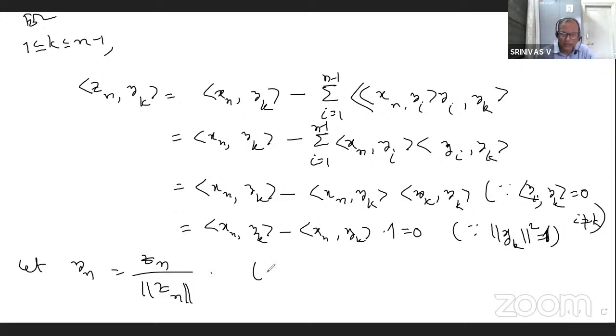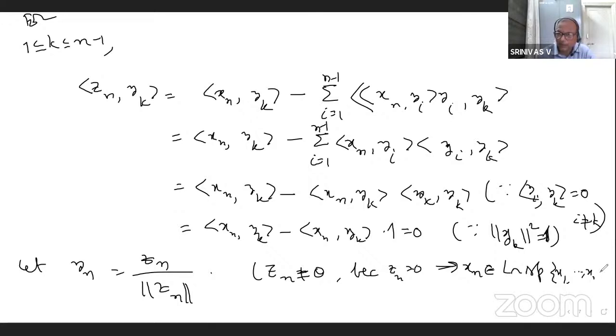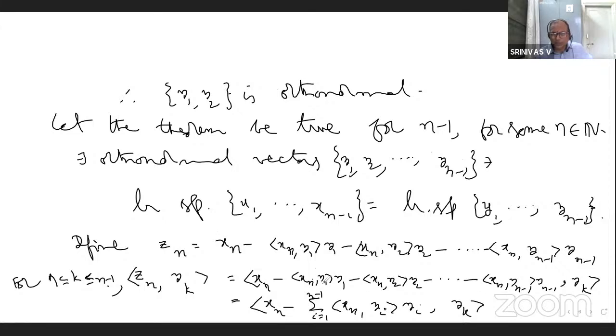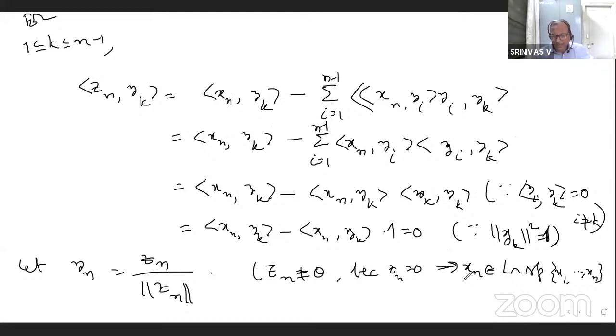Zn is not equal to the 0 vector because Zn equal to 0 gives you that your xn is in the linear span of y1 up to yn minus 1, which is equal to the linear span of x1, x2 up to xn minus 1. So your xn will be in the linear span of x1 up to xn minus 1.